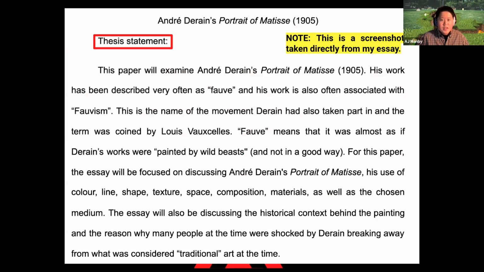Okay, so this is my thesis statement, and I took a screenshot of it from my essay. What it says is, this paper will examine André Derain's Portrait of Matisse, made in 1905. His work has been described very often as fauve, and is often associated with Fauvism. This is the name of the movement Derain took part in, and the term was coined by Louis Vauxcelles. I think that's how you say his name. Fauve means that it was almost as if Derain's works were painted by wild beasts, and not in a good way.